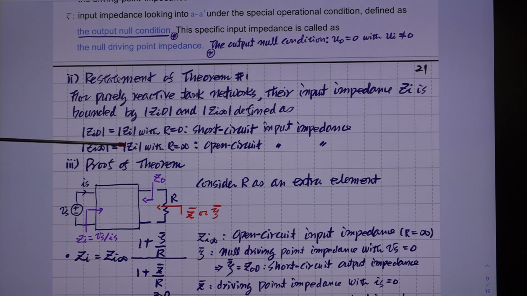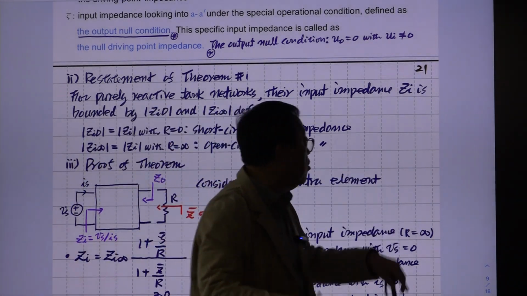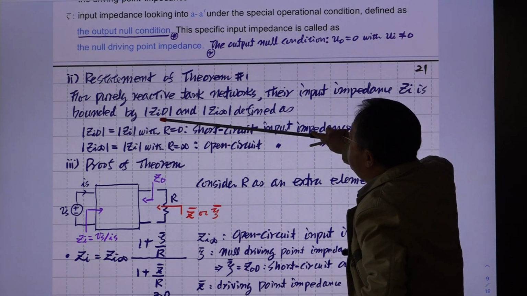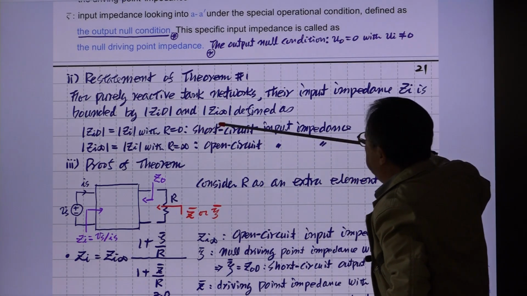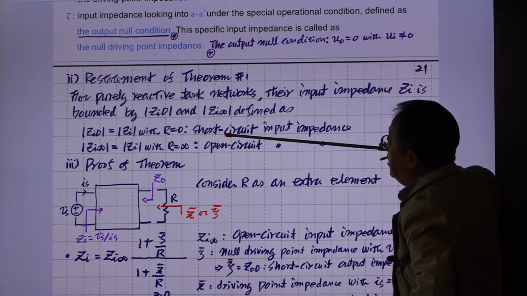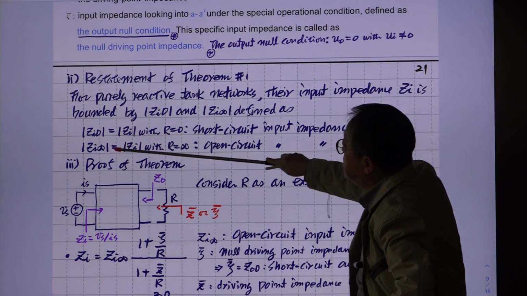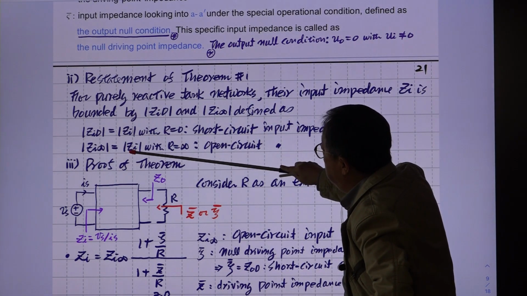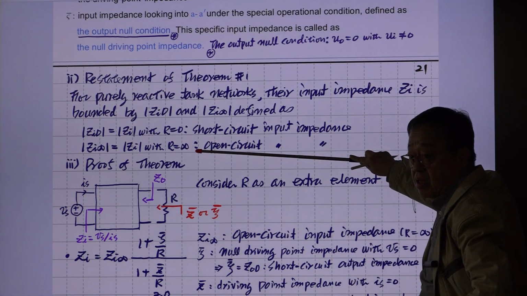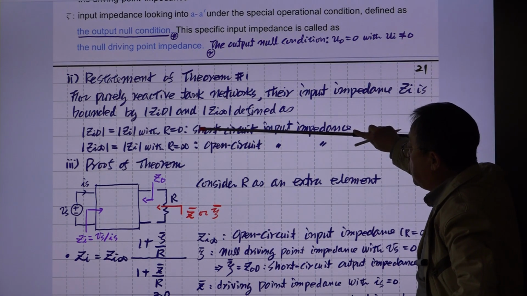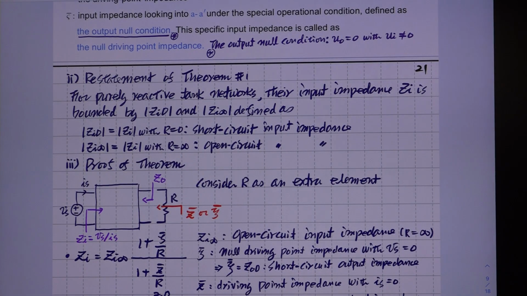For purely reactive tank networks, their input impedance GI magnitude curve is bounded by two impedances. One is GI0, the short circuit input impedance, the input impedance evaluated with R becomes 0. Another one is GI infinity, which is the input impedance evaluated with R of infinity, the open circuit input impedance. It's the same statement.